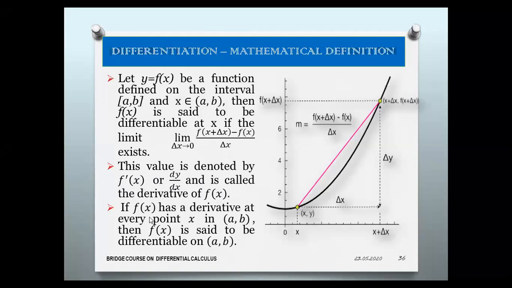So if f of x has a derivative at every point x in (a, b), then f of x is said to be differentiable on the interval (a, b). So this actually represents it for one particular point, del x. Now if this happens for all the points, everywhere, that limit should exist. Then only you call that function f of x as having a derivative.